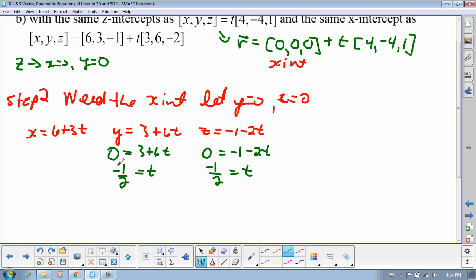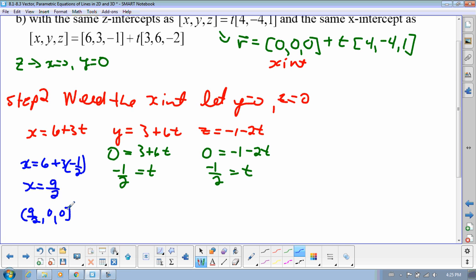Sometimes there are no intercepts. Lines in 3D do not have to have intercepts. So now I'm going to take that t and I'm going to sub it in. So I get x equals 6 plus 3 times negative 1/2. So x is going to have a value of 9 over 2. So that means that I have the point 9 over 2, 0, 0.